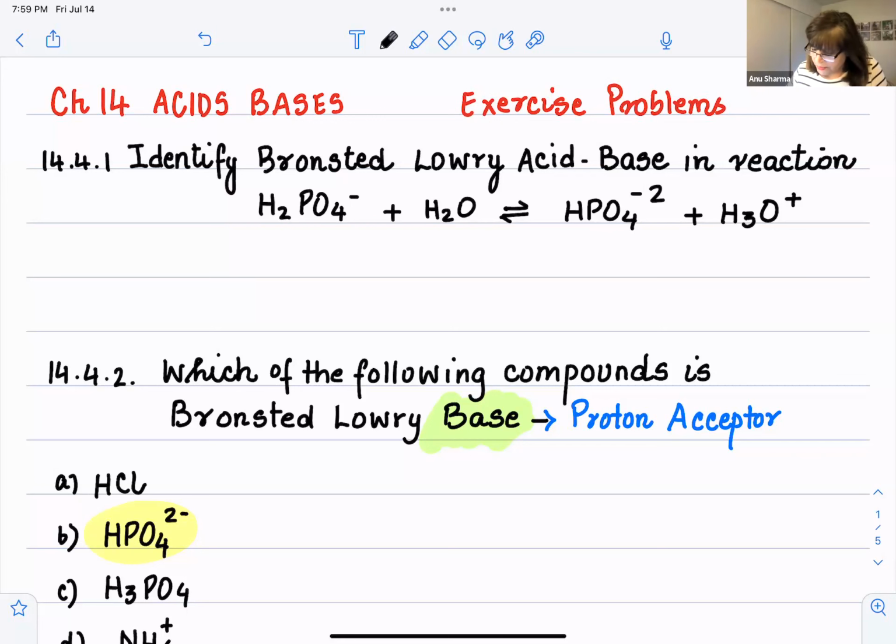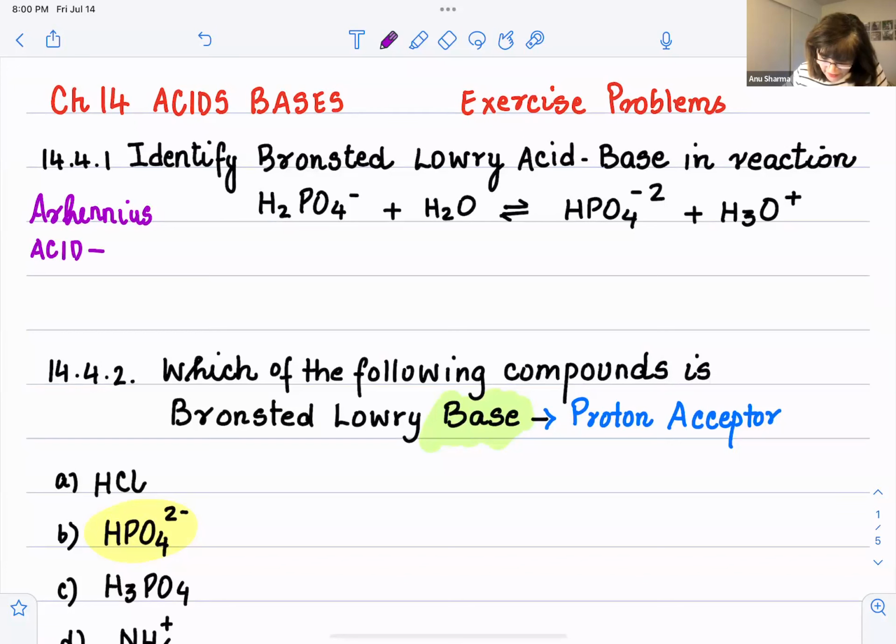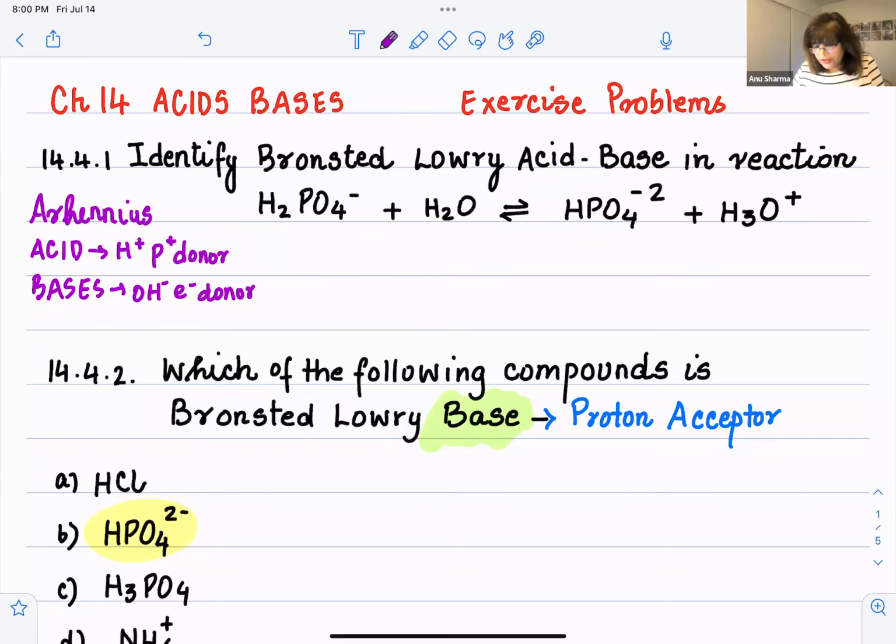So remember that the Arrhenius view, Arrhenius, A-R-R-H-E-N-I-U-S, said that acids are those that give hydrogen ions, and hydrogen ions are also called protons. So they are proton donors. The bases are those that liberate OH ions, and they also give electrons. So proton donors are the acids and electron donors are the bases. In other words, acids will accept electrons and bases will accept protons then. So that's like the opposite of that.